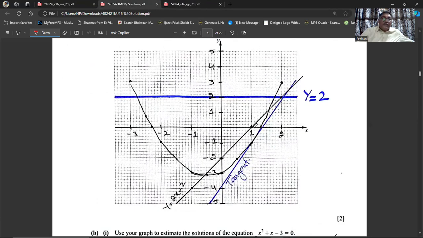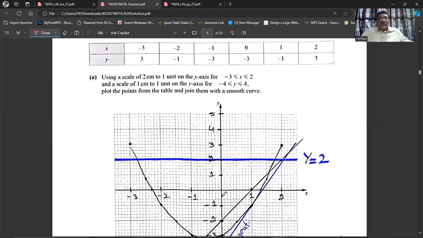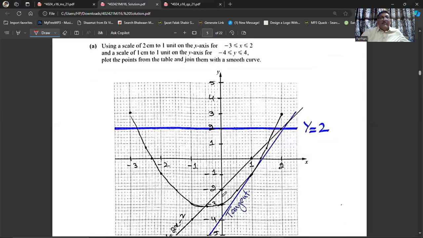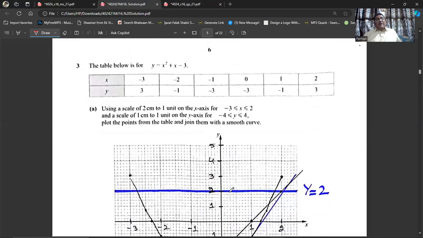First of all, prepare that grid. On the x-axis: 1, 2, this is 0, minus 1, minus 2, minus 3. On the y-axis, you have 1, 2, 3, 4, 5, and here minus 1, minus 2, minus 3, minus 4, minus 5. So this is the scale which they gave us. Then we will plot these points: minus 3, comma 3; minus 2, comma minus 1; minus 1, comma minus 3; 0, comma minus 3; 1, comma minus 1; and 2, comma 3. So we have to plot these points.